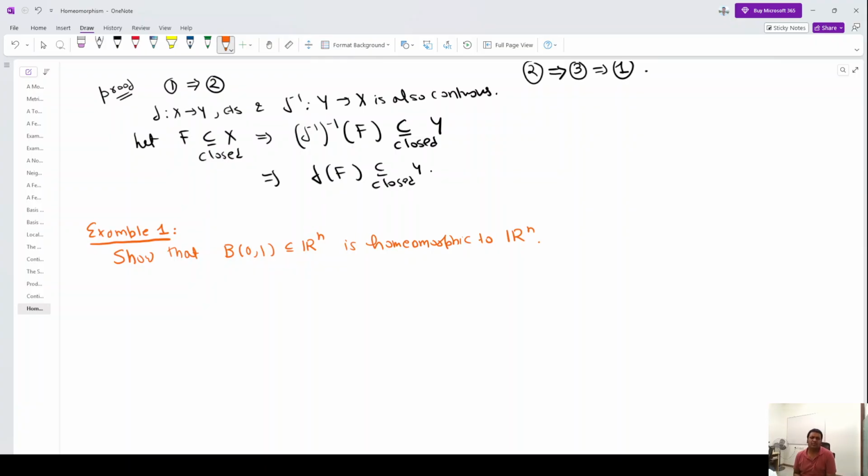In fact, you can show it for any open ball centered at any point of any radius. You can always show that this will be homeomorphic to Rn. By the way, what is an open ball? Just recall it. This is Euclidean space I'm taking. If I don't specify any topology, it's understood. So it is the set of x in Rn such that norm of x is strictly less than 1, right?